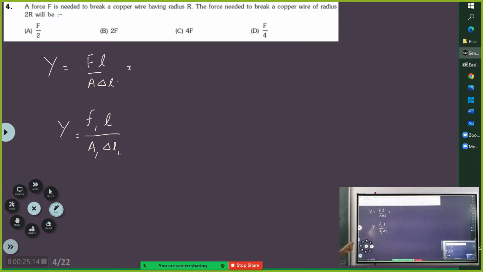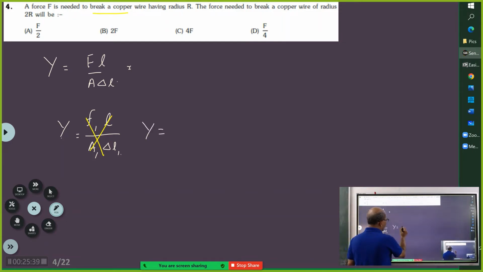That means the force needed to break. Now, what is the concept of breaking? Breaking means there is something called the maximum stress that it can take, or the breaking stress. So this formula will not be of use. What will be useful here? What is the breaking stress?